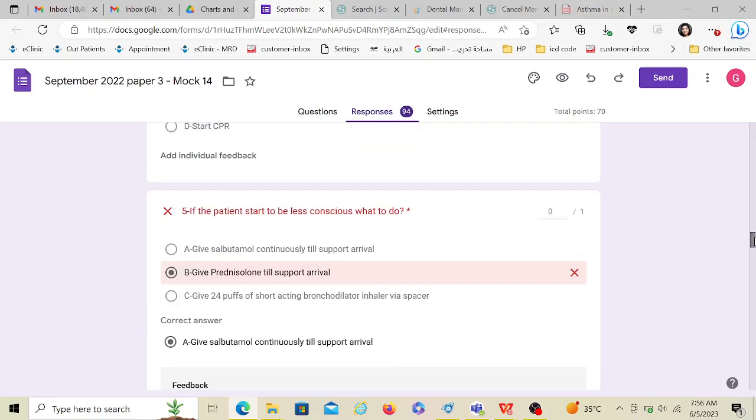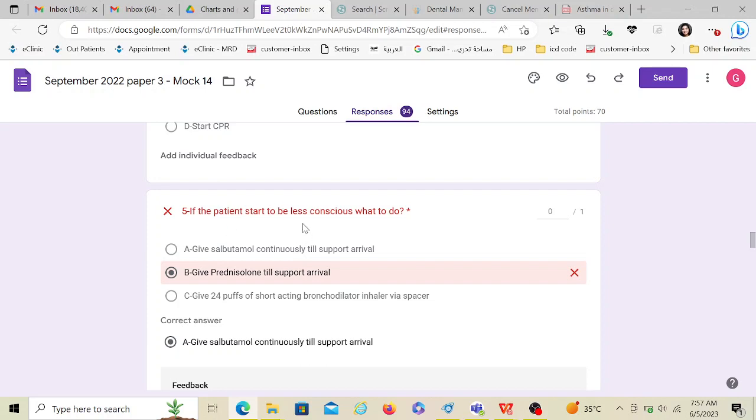Now, if the patient starts to be less conscious, what to do? Prednisolone is an oral medicine. You can't feed the patient. 24 puffs of short-acting bronchodilator inhaler via spacer. 24 puffs is a lot. The max you can give is, I think, 12 to 16. So 24 puffs becomes a lot. So you will be like, give salbutamol continuously till support arrives. So you may have 2-3 other options with this. These are the options that we remembered.